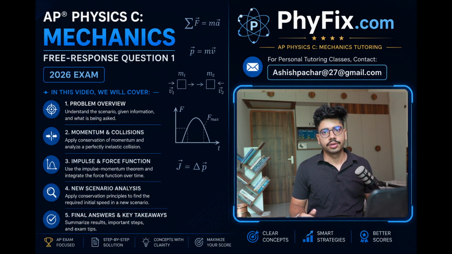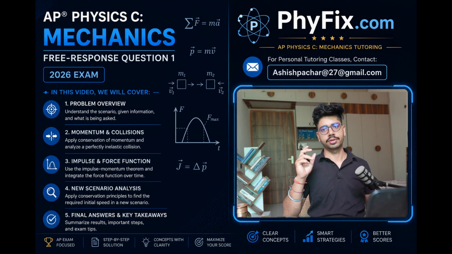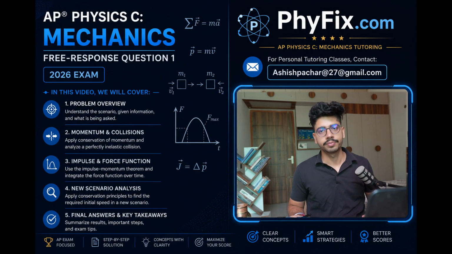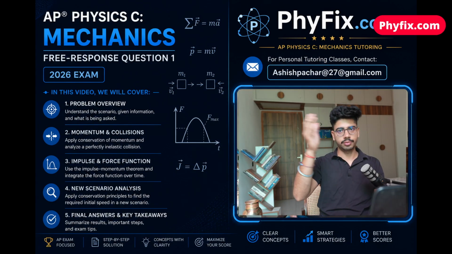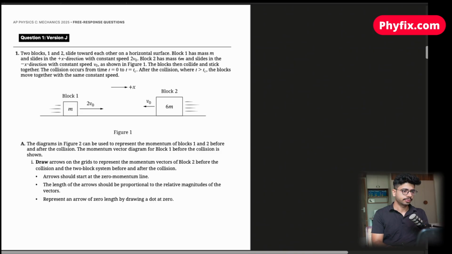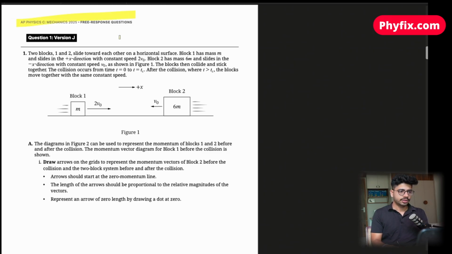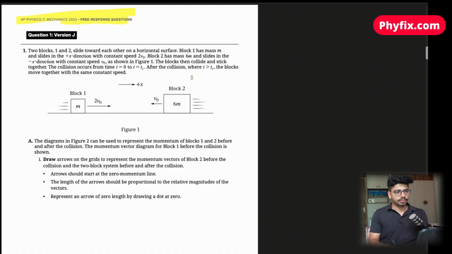So right now we are going to start with the AP Physics C Mechanics part. This is the FRQ that I'm going to start with, the first FRQ that I'm going to discuss. So let's come to the screen. Let's continue, AP Physics C Mechanics. This is the paper of 2025 that we are going to be discussing.